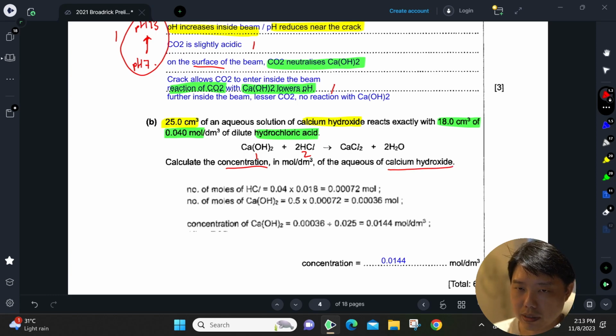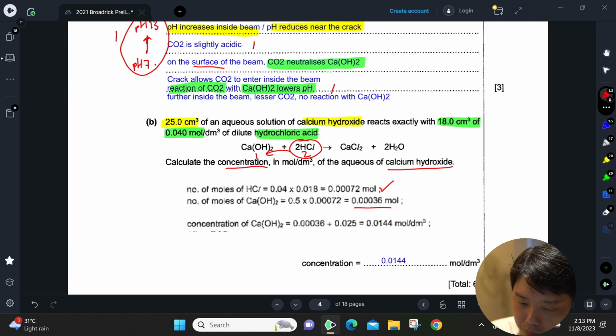Since this is an acid base reaction, we just need to get the mole ratio from the equation here, and then we first calculate the number of moles of the H+, which will relate to our calcium hydroxide, because the ratio is 1:2. So since we found the number of moles of HCl, we'll just divide by 2 to get the number of moles of calcium hydroxide, which is half the number of moles of HCl.